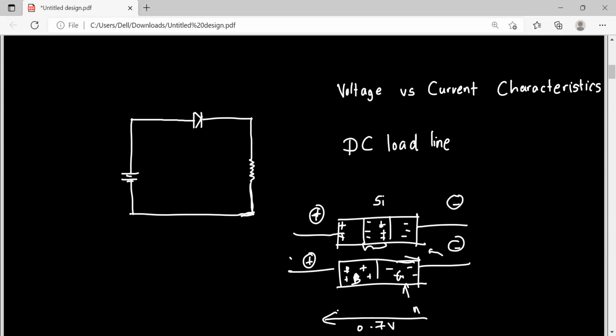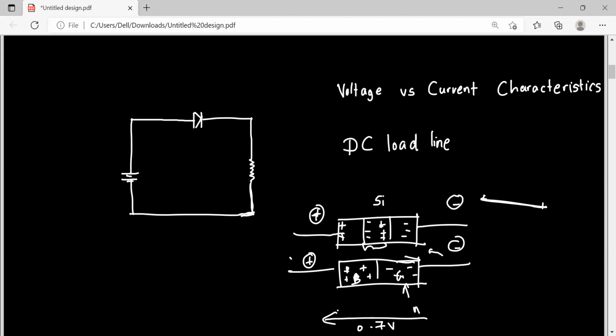Another important thing: if you provide 0.8 volts, there is no resistance, so it cannot handle that extra 0.1 volt. Let's say you are providing 10 volts. What's going to happen to this diode? It can't handle it because there is no resistance. It's like a short wire: if you provide 10 volts to a short wire, it can't handle it, and the battery will directly lose its power.